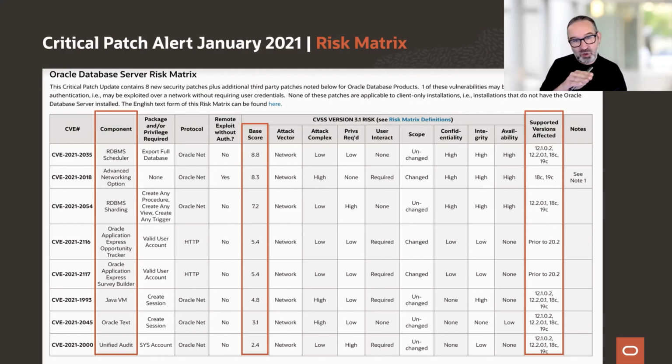And then when you go with your eyes to the right, you see how complex the attack is, if there are any special privileges required. Like the second one here, the advanced networking option, no privileges are required for that. But the attack complexity is relatively high. That means it's not trivial. You need a little bit of extra knowledge. You need to do this, that. Maybe certain things need to be settled before. All this should help you to get a better idea.